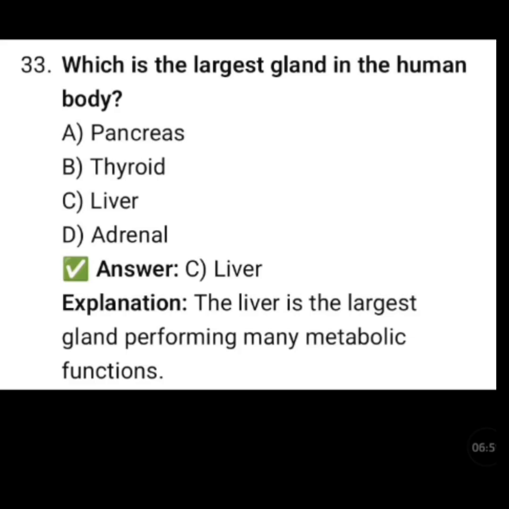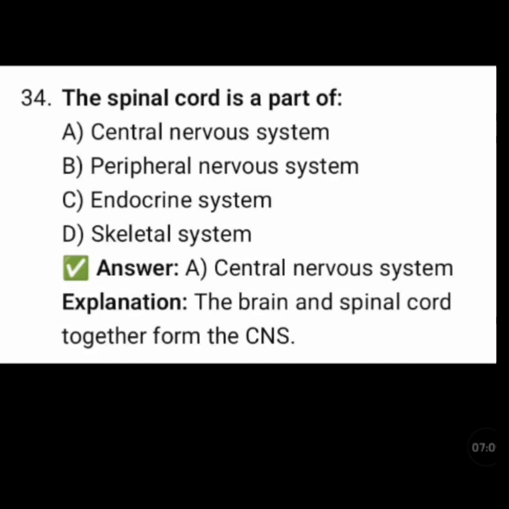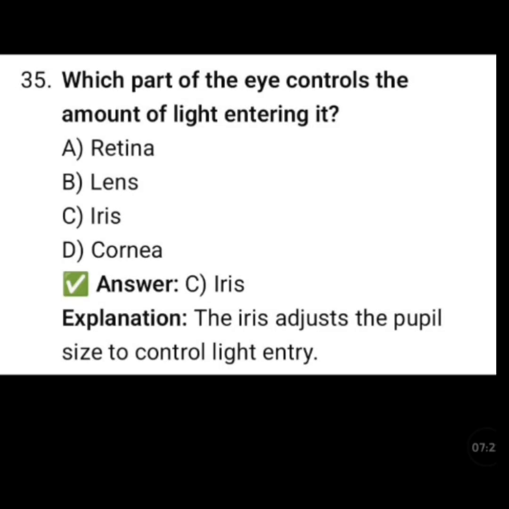Which is the largest gland in the human body? Pancreas, thyroid, liver, adrenal. The correct answer is option C, liver. The liver is the largest gland performing many metabolic functions. The spinal cord is a part of central nervous system, peripheral nervous system, endocrine system, skeletal system. The correct answer is option A, central nervous system. The brain and spinal cord together form the central nervous system.